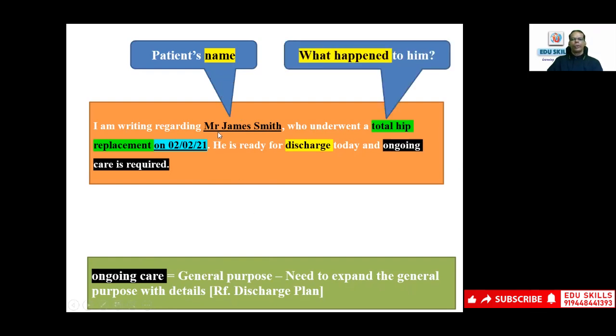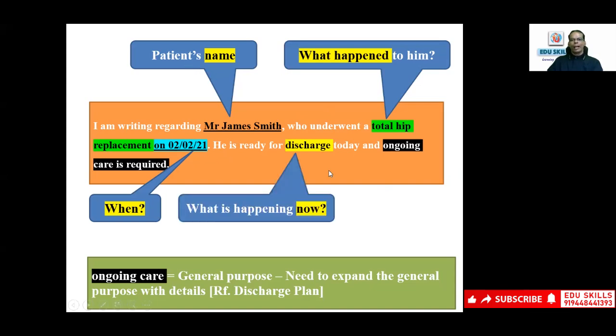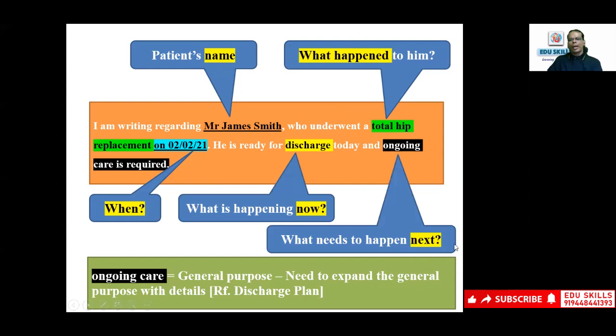Okay, patient's name. See what are the aspects you should include in your introductory paragraph. Patient's name, what happened to him, the past timeline. Okay, and when did it happen? Past time, if the details are given, when did it happen? Then what is happening now, the present timeline. What is happening now? Discharge today. Okay, then what needs to happen next, the future timeline. See the beauty of it. As they read the introductory paragraph, everything is in a succinct form. It should be pregnant with meaning, pregnant with information. So the beauty of it is this.